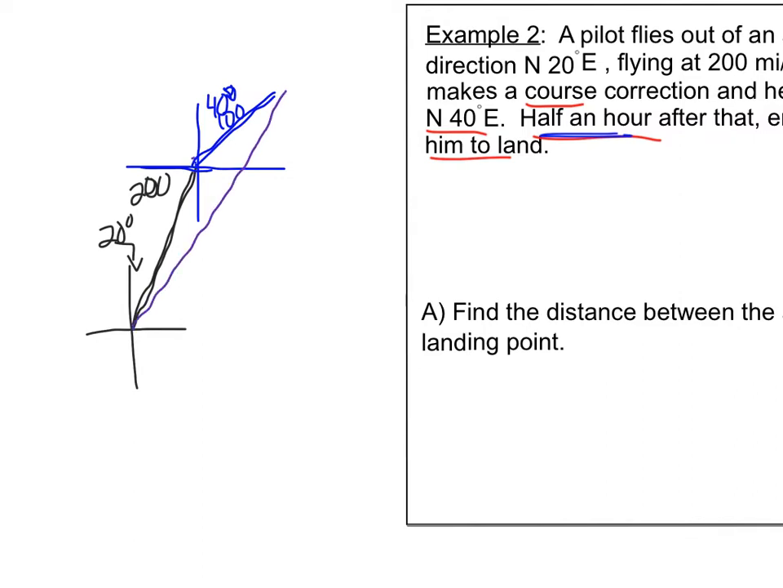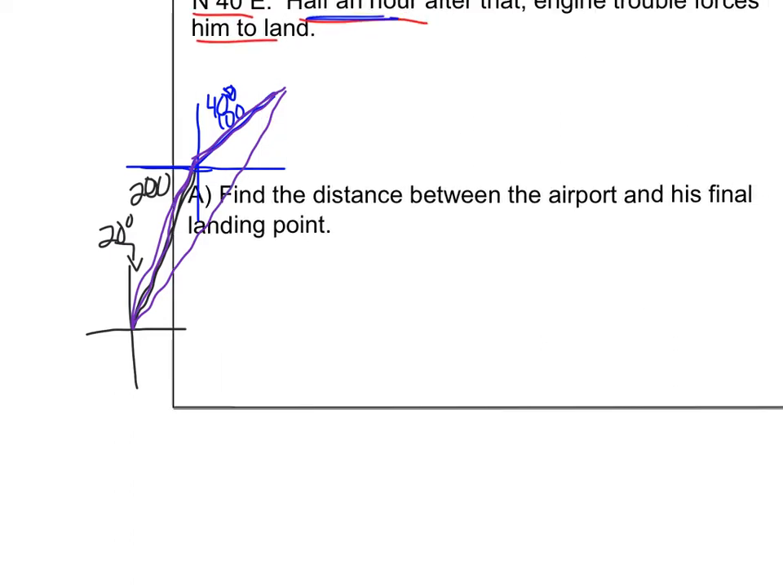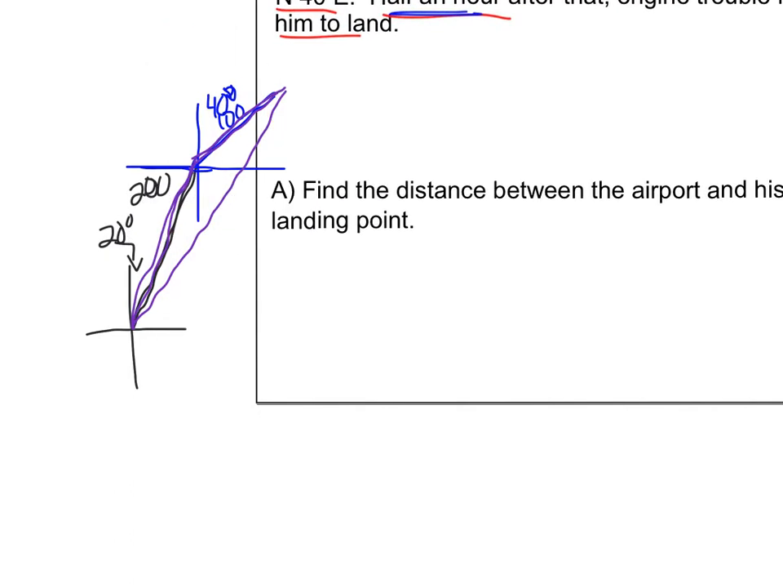So we've got this little triangle here where I know two of the lengths, and I can figure out some of the other pieces here. So what do they want to know? They want to know, find the distance between the airport and his final landing spot. So they want to know how far it is from here to here. All right, well, let's play the angle game.